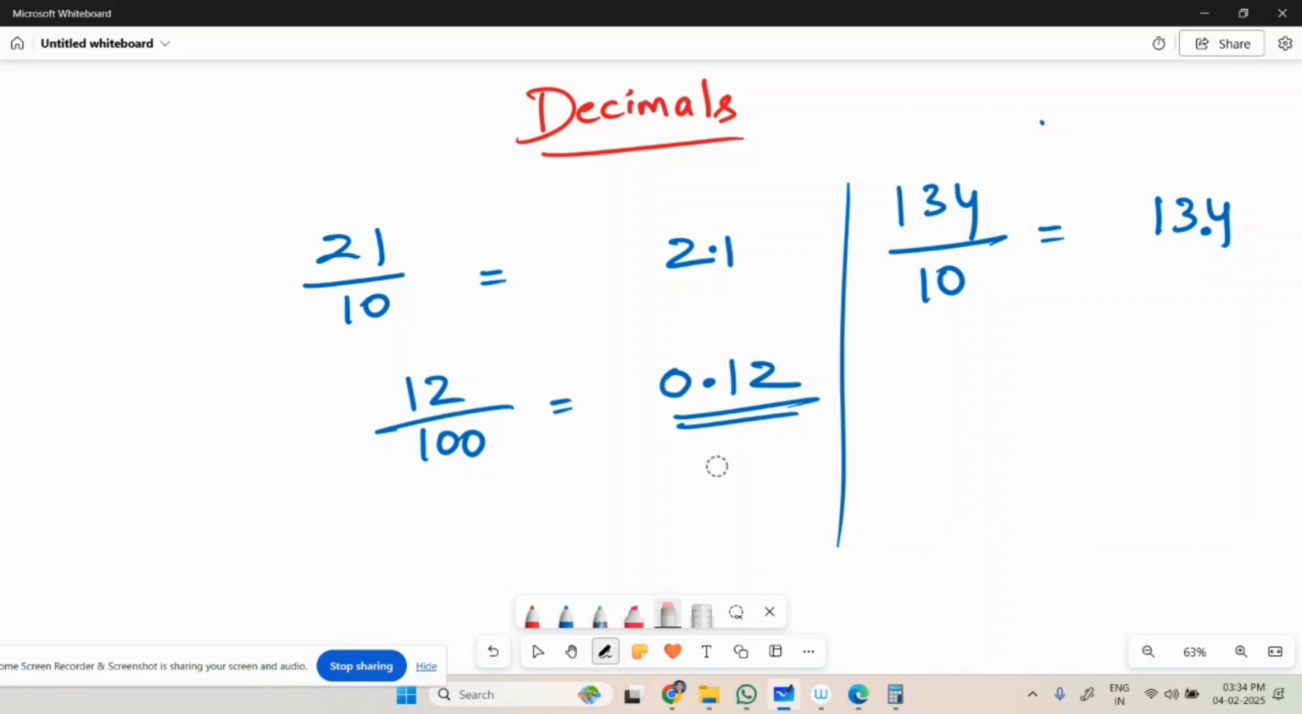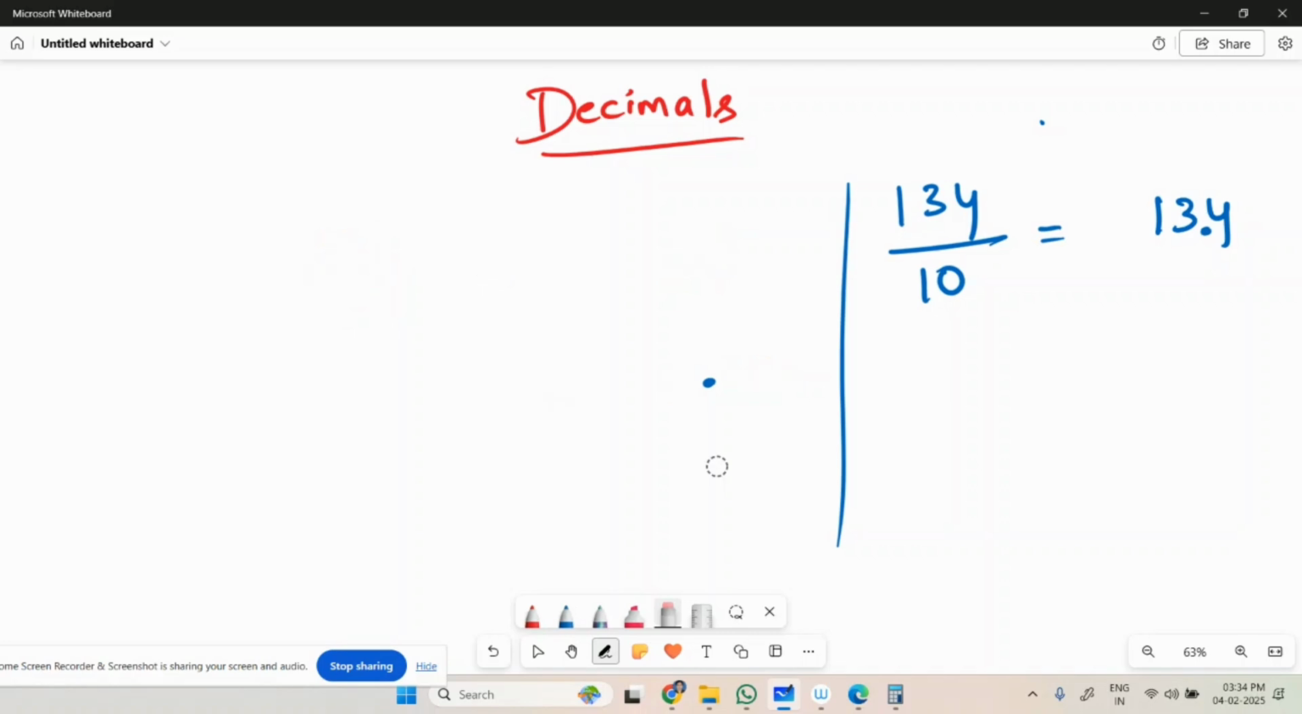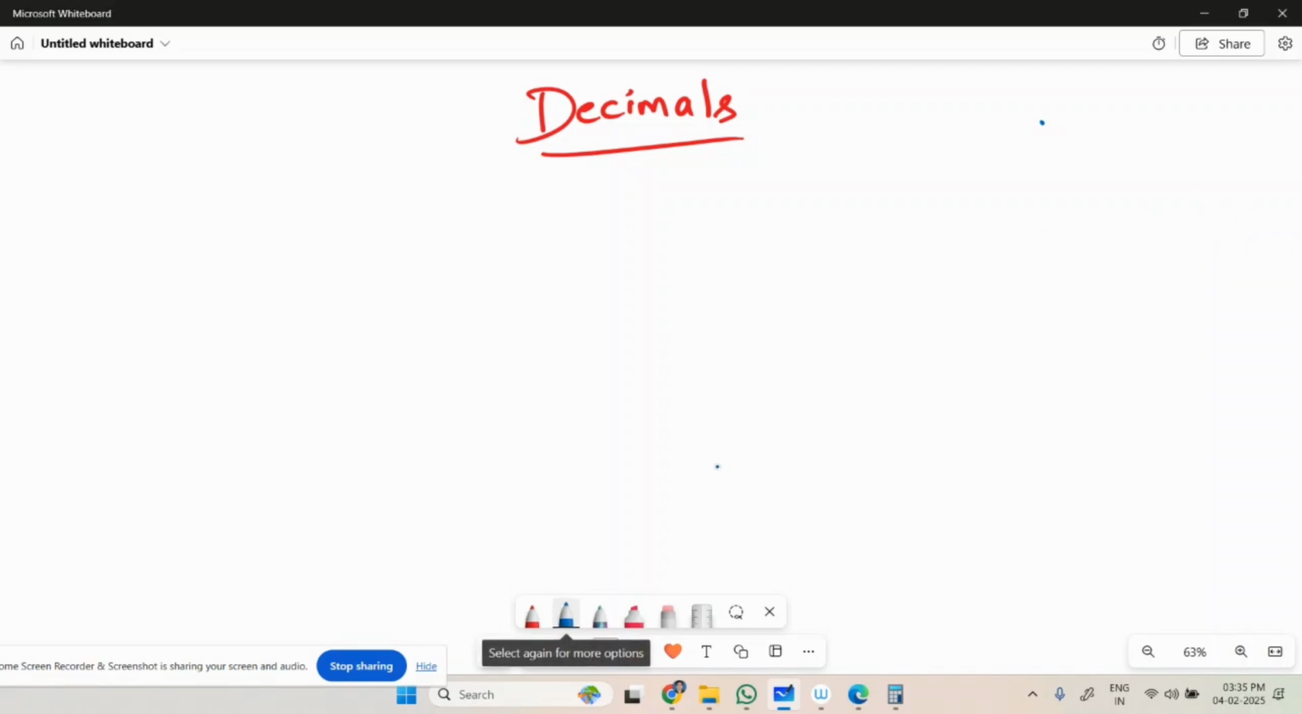If the denominator is 10, 100, or 1000, based on the zeros, we can place the decimal point. But what if the denominator is not 10, 100, 1000, or 10,000, then what do we do? Let's say the number is 3 upon 4. To convert this 3 upon 4, we write 3 as the dividend and 4 as the divisor. The denominator is the divisor, 3 is the dividend.